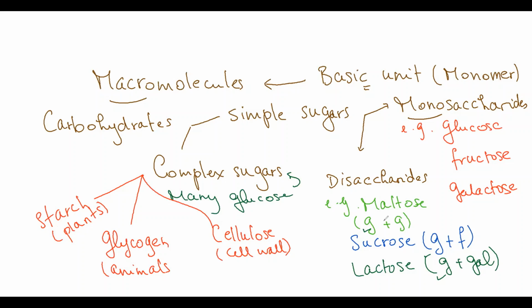Now, why is glucose a main component in everything? Here, here, and here, all these are macromolecules, and glucose is the main component of these macromolecules. Yani, as for the complex sugars, they are formed of glucose only. For the disaccharides, glucose together with another monosaccharide.